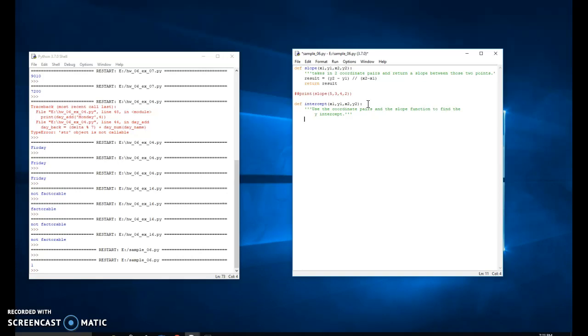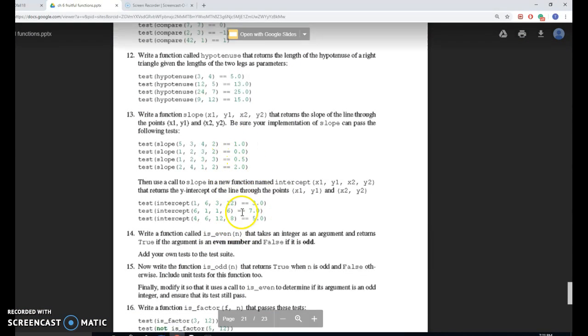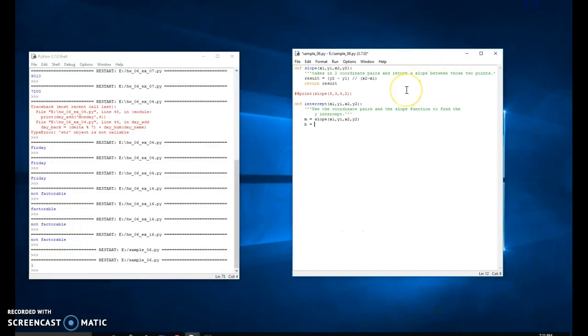Now that we have our docstring, we can start typing the code. So first, we will define our m, which is slope of x1, y1, x2, y2. Then we will define our b value, which is that formula that I wrote down before. To have a decimal value in the overall answer, I will be using a float function for it too.